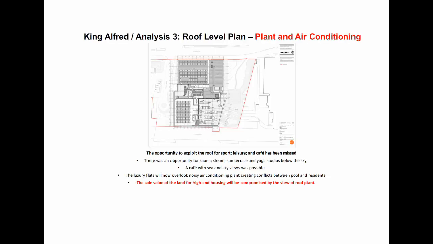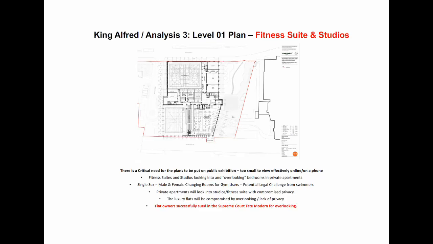Slide 13, Roof Level Plan, Plant and Air Conditioning. The roof level is dominated by plant and air handling equipment. This represents a missed opportunity. Given the seafront location, there is potential for public or shared amenity space that has not been realised.